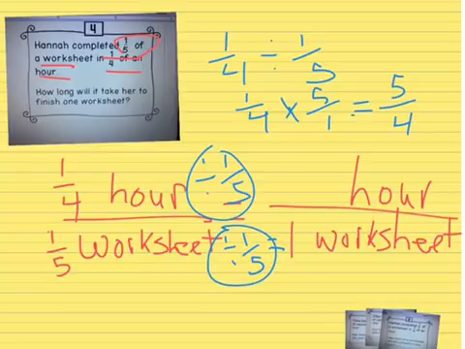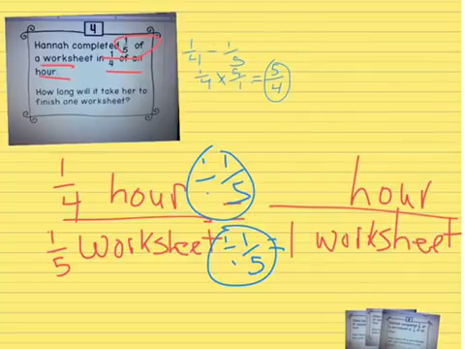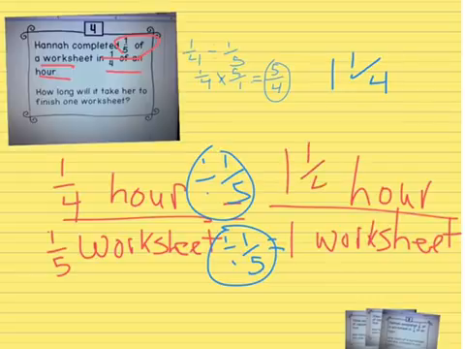And now I actually have to change that into a mixed number. So how many times does 4 go into 5? Well, it goes in 1 time, and 5 minus 4 would be 1. So I have 1 left over, and I put that over the 4. So really, my unit rate ratio is I can complete one worksheet in 1 1/4 hours. So it will take me 1 1/4 hours to finish one worksheet. So that is my answer. How long will it take her to finish one worksheet? 1 1/4 hours.